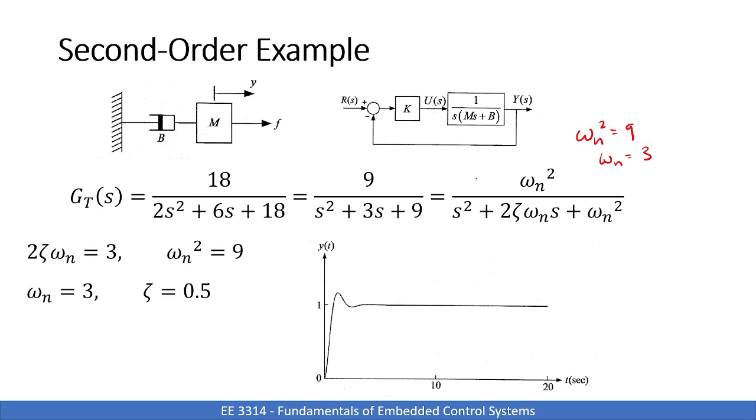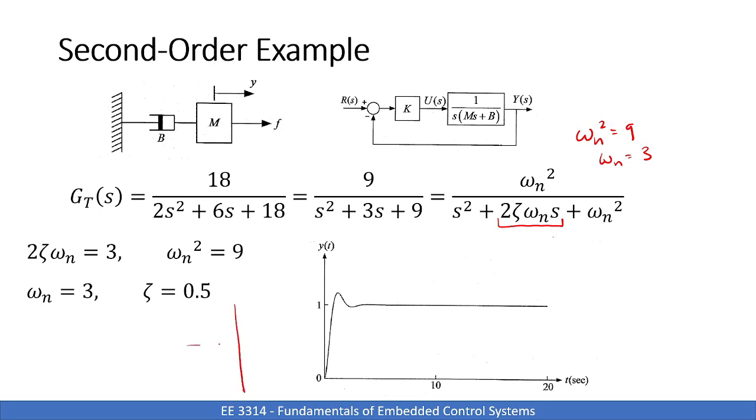Okay, and then if we look at this middle term here, we know that 2 zeta omega n in this case is going to be equal to 3. Now that we know omega sub n, we can solve for zeta and find zeta equals 0.5. So it's a system of 2 equations, 2 unknowns, not necessarily linear, but pretty easy to solve for one and then use that and solve for the other. Okay, so in this case, omega n equals 3.